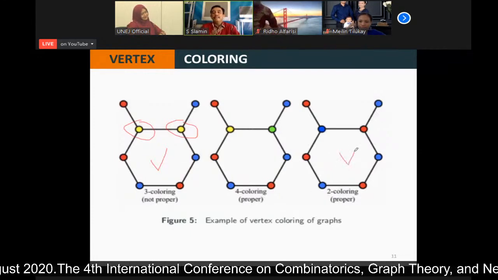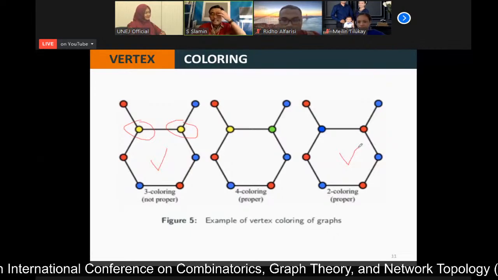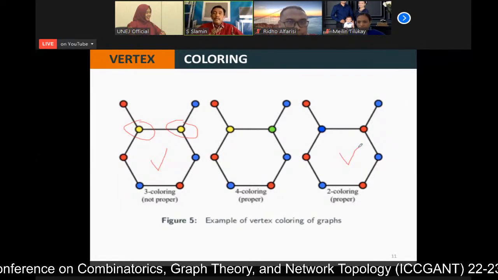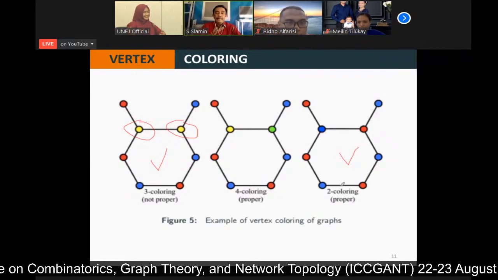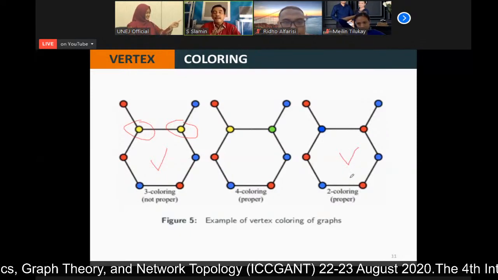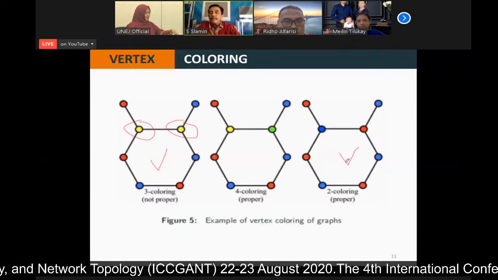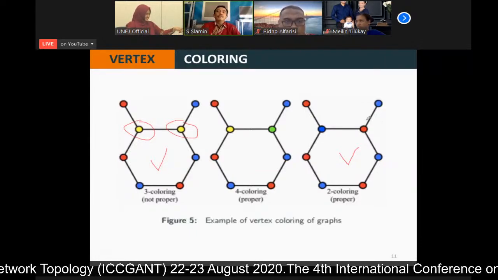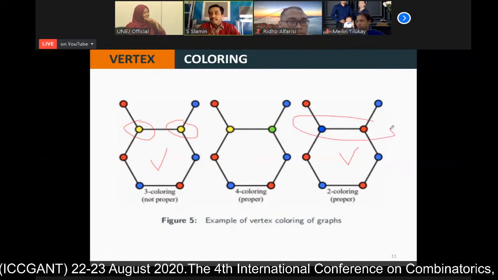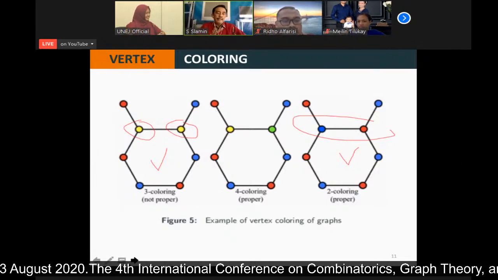This one. So you can see here that we can use two colors to color this graph. It means that the chromatic number of this graph is 2. Can we use one color? I think it is impossible because there are at least two adjacent vertices. In this case, we have to use two colors. Okay.